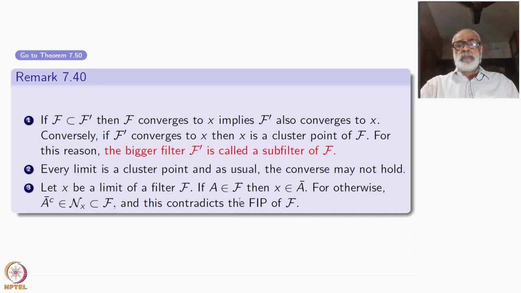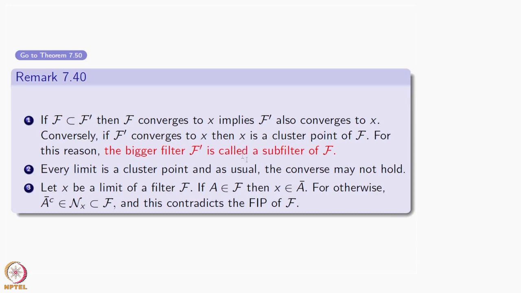Some observations which are immediate from the definition are the following. If you have one filter F contained in another filter F′, then F converges to x implies F′ also converges to x. The larger filter also converges to x, so all limits of F are limits of F′ also. Conversely, if F′ converges to x, then you can't say that F converges to x, but x will be a cluster point of F. That is a weaker conclusion.